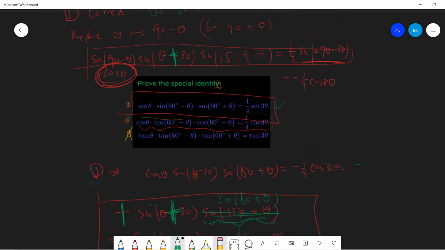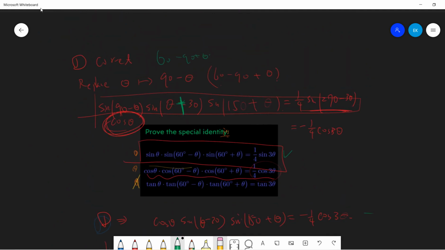So the idea is that if you make this replacement, then you can go from 1 to 2. Once you have 1 and 2, then the 3 is trivial.